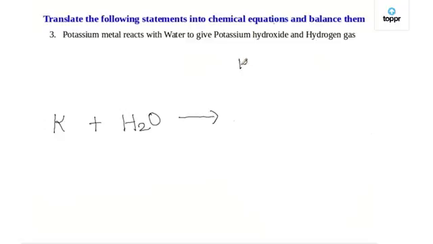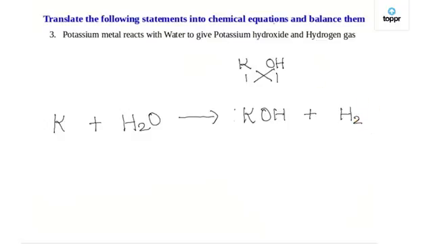Potassium is K, hydroxide is OH. Valency of potassium is 1, hydroxide's valency is also 1. So when we cross multiply, we find that potassium hydroxide's formula is KOH. And hydrogen gas is also formed, so hydrogen is written as H, but in the atmosphere it is always in diatomic form, just like oxygen, so we have to write H2.